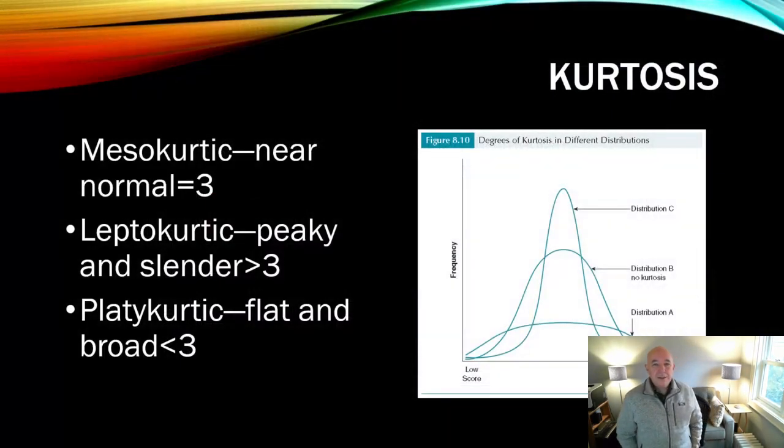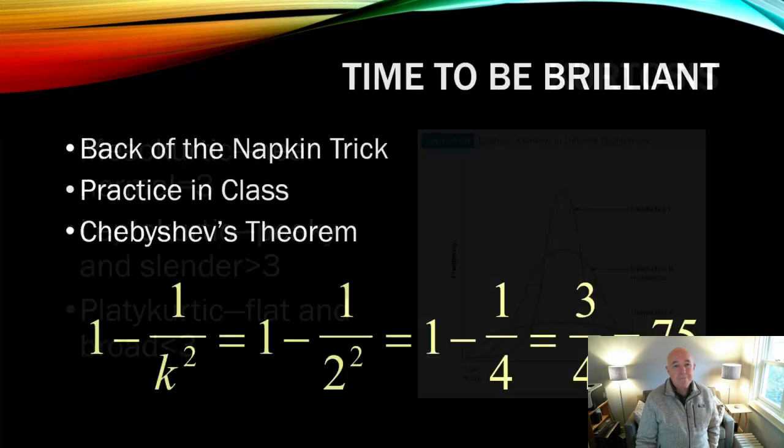Now, kurtosis talks about the peakedness of the data. I've given you the names leptokurtic and platykurtic, but I'm fine with you just saying peaky and non-peaky. If it's near normal, your kurtosis will be 3. If it's peaky and slender, it's going to be above 3. And if it's flat and broad, it's going to be less than 3. Those would be the measurements that you would look at.